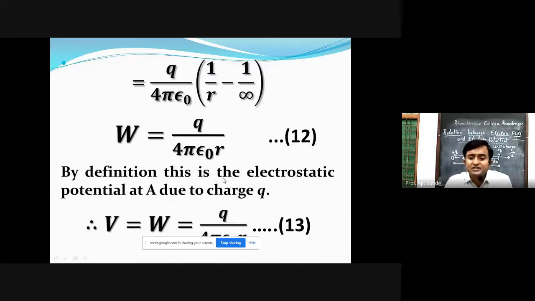By definition, this is the electrostatic potential at point A due to the charge q. This is the electric potential which we have to derive at point A. And for that, what we did, the work done required to move a unit positive charge from infinity to that point A. The distance from A to origin O is R. And this work done will get stored in the form of electric potential. Therefore, V is equal to W, that is q upon 4 pi epsilon naught R.